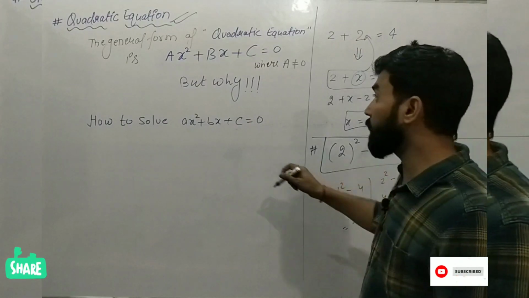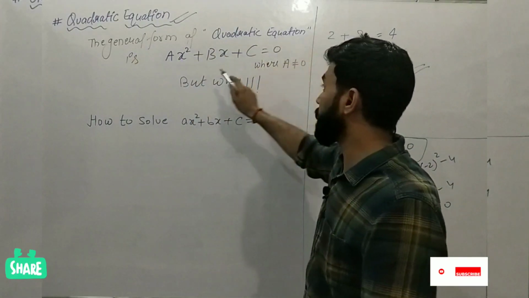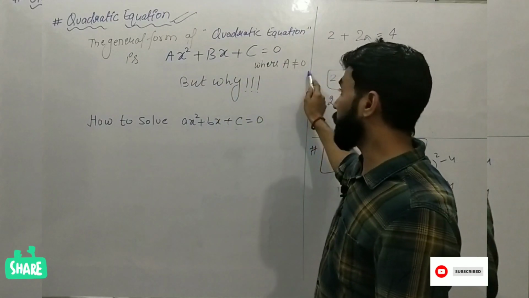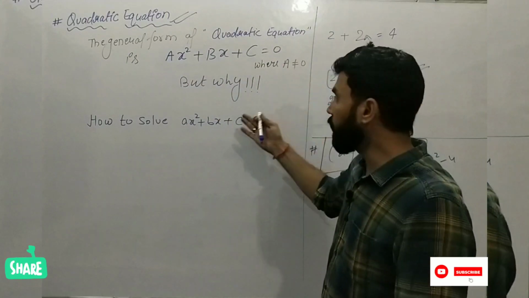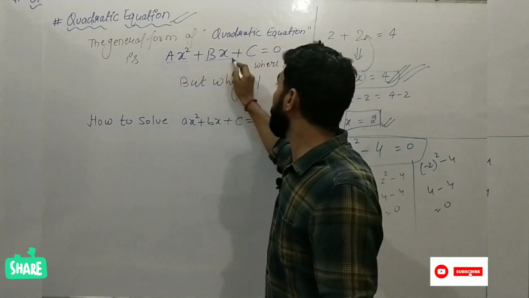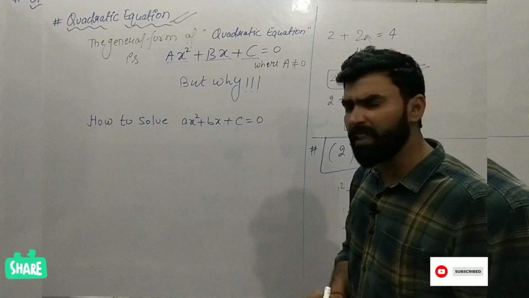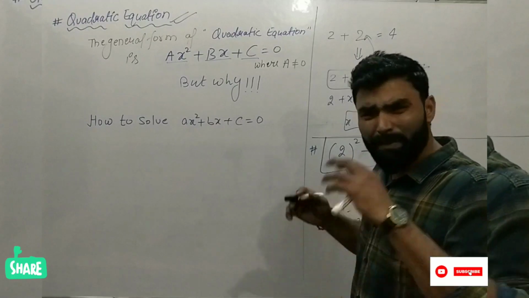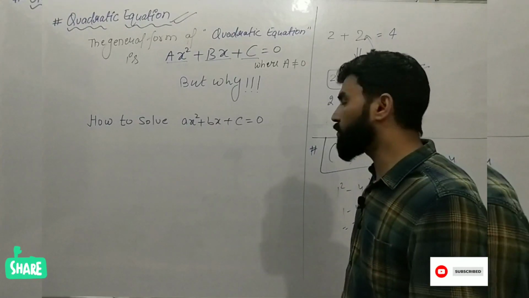if this is the quadratic equation, I have written the general form of the quadratic equation where a does not equal 0. This also has a meaning, but why this only? Why have I written this? Why only 3 terms written, maximum 3 terms in the quadratic equation? Only 3, maximum 3 terms can be written. We need to think about it.